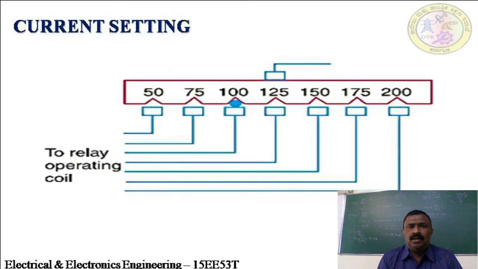So this is the current setting. This is called the current setting bridge. The current setting bridge is designated with percentages. It starts with 50%, 75%, 100%, 125, 150, 175 and 200. All these tappings will be connected to the relay operating coil. From here it goes to the trip coil.